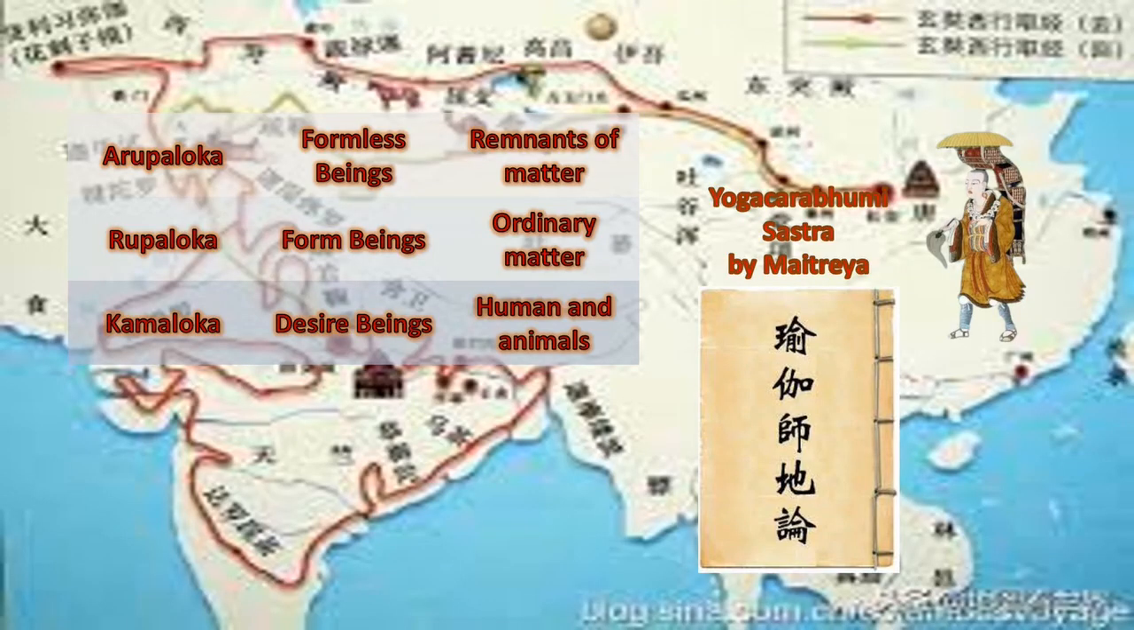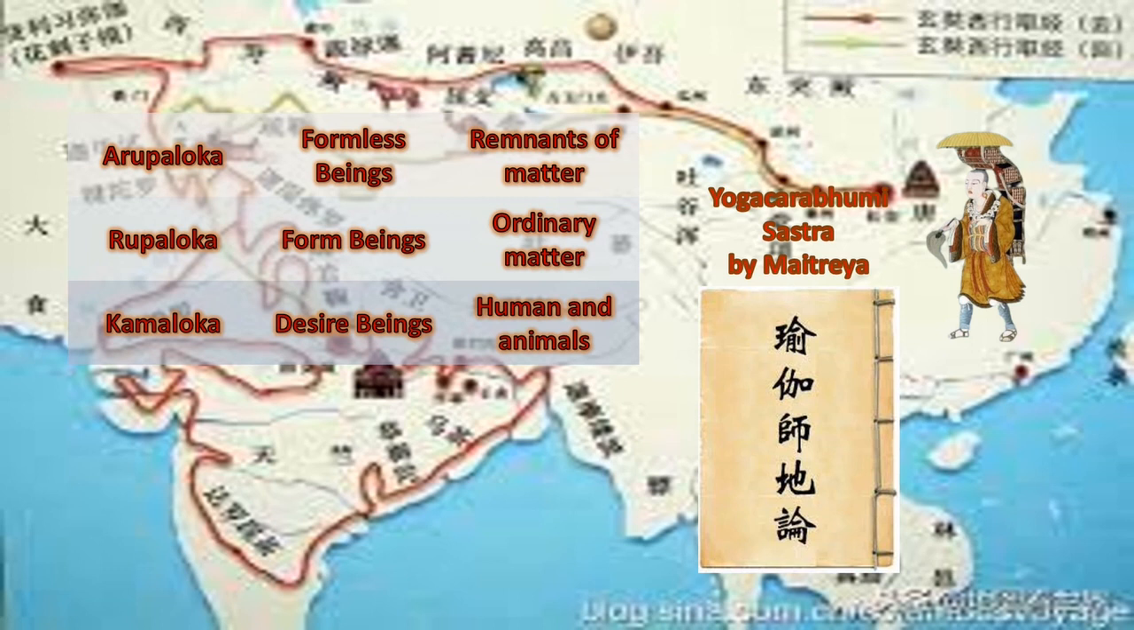We have to put the clock back to the year 628. Xuanzang traveled to the west, which is today's India, looking for Yogacara Buddhism by Maitreya. This is an extremely crucial text of Yogacara Buddhism. In this text, there are extensive descriptions of beings which are form beings and formless beings. Form beings have only ordinary matter, not the carbon-based beings like humans and animals.